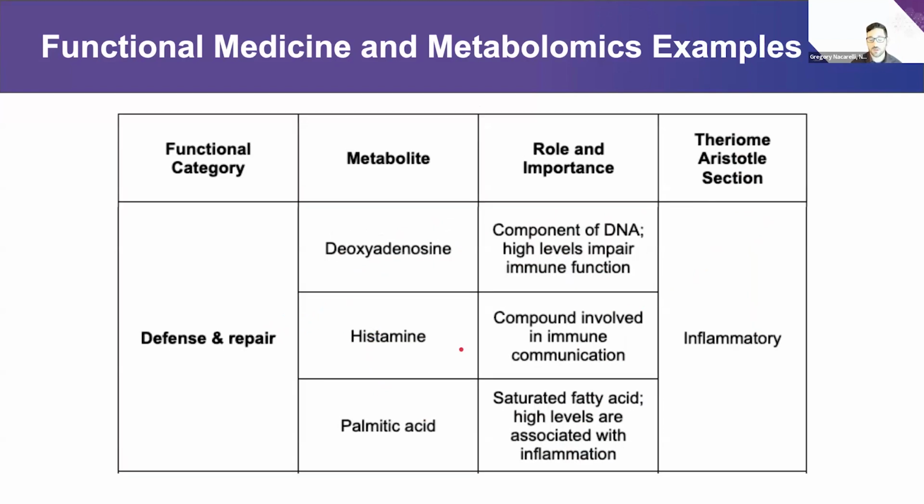All these metabolites I will mention are metabolites that Therium tests for in their metabolomics test. For defense and repair, we could look at deoxyadenosine, which is a component of DNA in which high levels will impair immune function. We could look at histamine, which is involved in immune communication and in certain situations where it's in excess, that's not good. Palmitic acid is a saturated fatty acid, high levels of which are associated with inflammation.